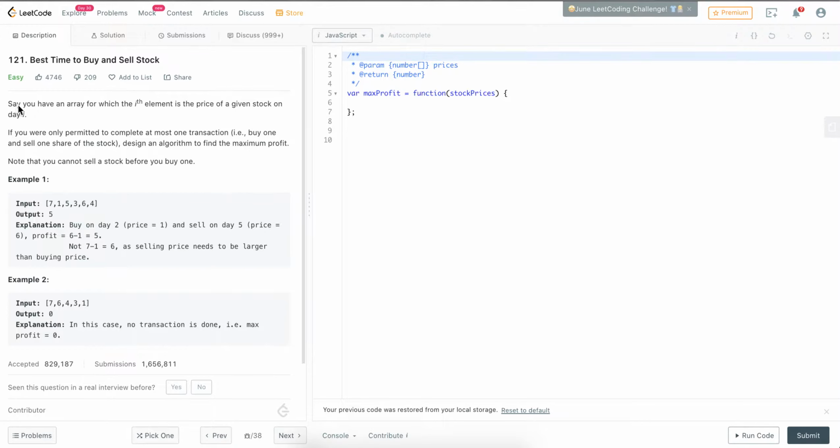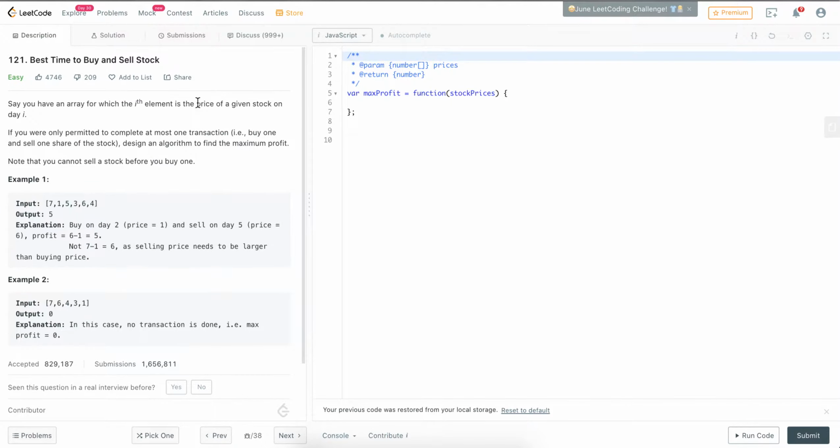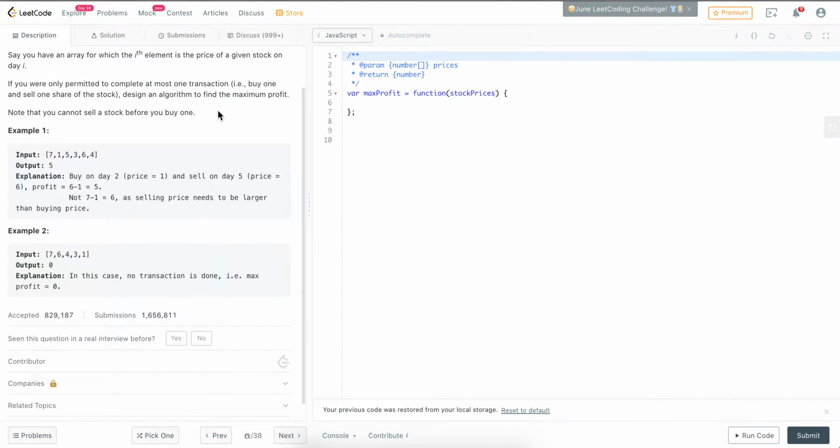So you have an array in which the ith element is the price of a given stock on day i. If you were only permitted to complete one transaction, right? There's another version of this problem where you can complete multiple. But if you're only permitted to do one, design an algorithm to find the maximum profit. And you cannot sell a stock before you buy one.